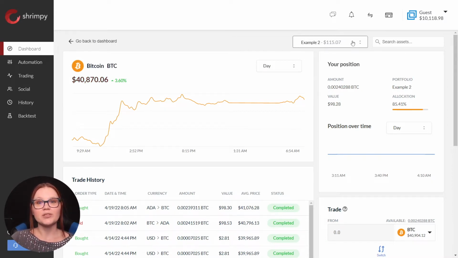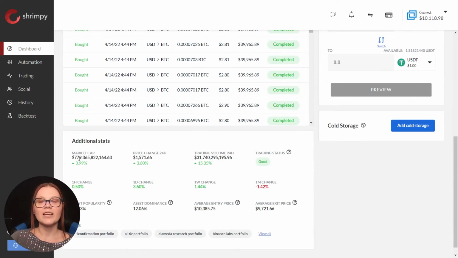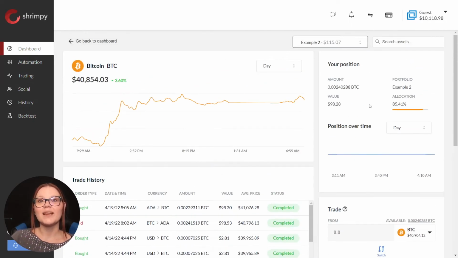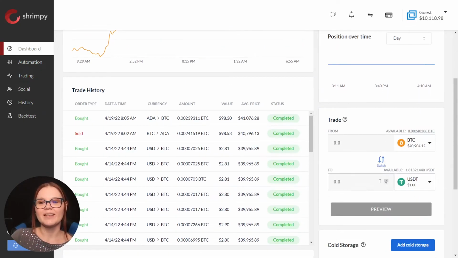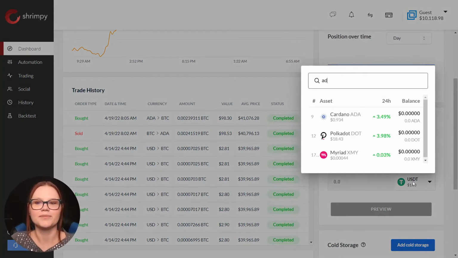At the top, we can choose which portfolio we want to trade from. We can see the current price, market cap, price change in the last 24 hours, trading volume, and trend analysis. On the right side, we see our current balance. We see how much we hold and its allocation in our portfolio. We are going to trade Bitcoin for Cardano.